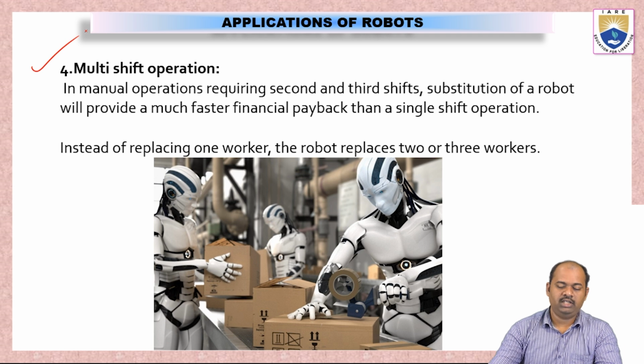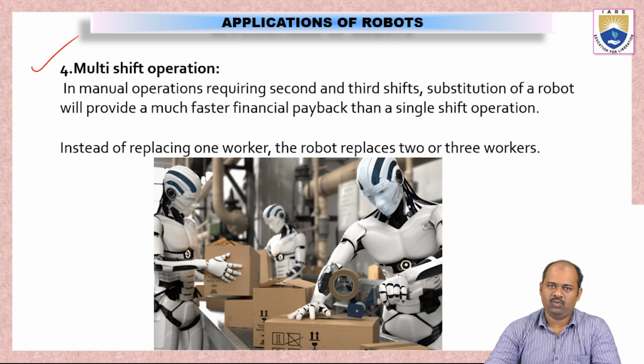Now, this is multi-shift operations. When I want to use a robot, I can use it continuously for 24 hours a day without losing any time. Whereas if I want to make humans work on a particular task, we can make them work only for 8 hours. More than 8 hours, the efficiency will be reduced, and it is against the laws made by committees and governments. So, in manual operations requiring second and third shifts, substitution of a robot will provide a much faster financial payback than a single shift operation.